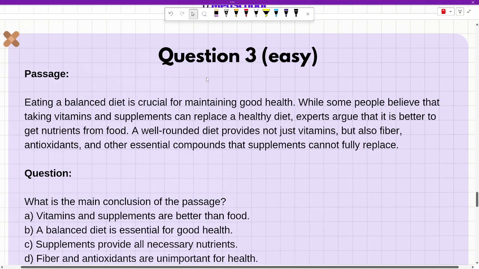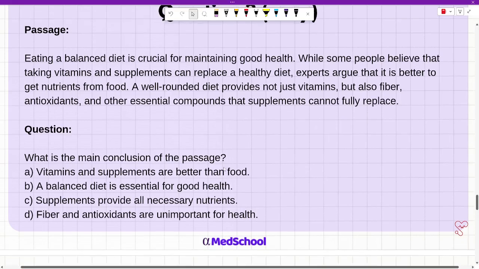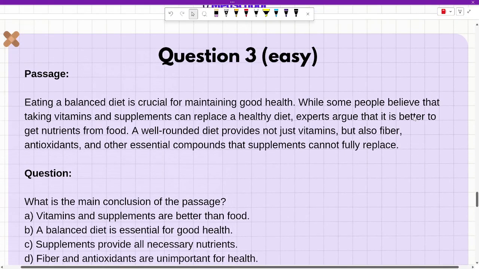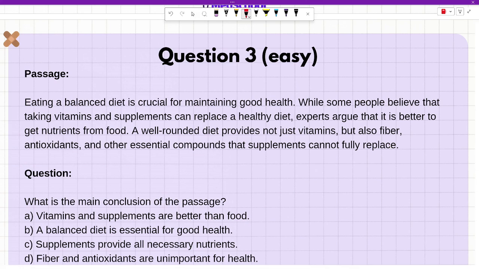Now let's try to solve question 3 a bit faster. Okay, so pause the video, try to solve it on your own. I assume that you already tried to solve. Okay, so let's read the question. Right, this is step 1. So what is the main conclusion of the passage?